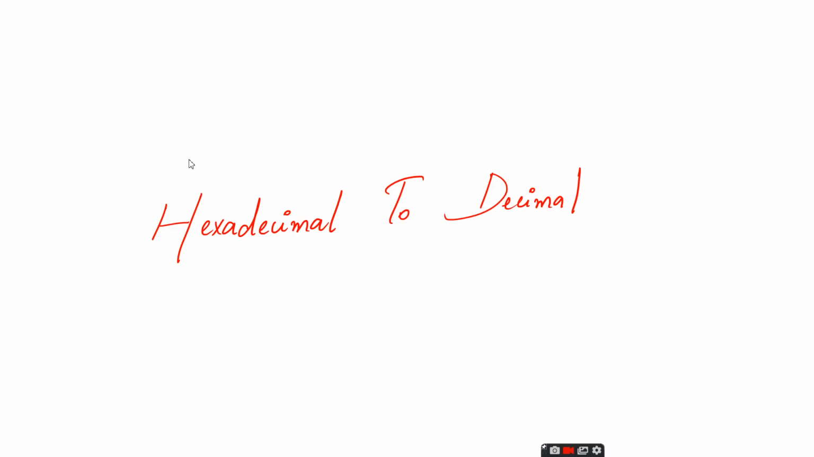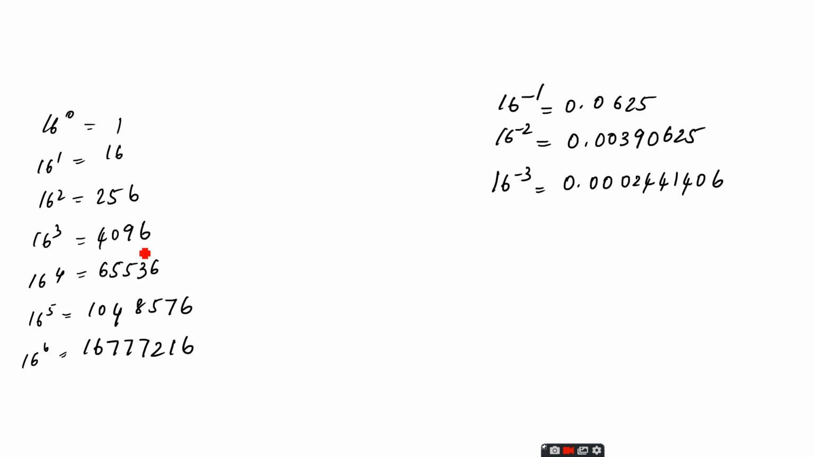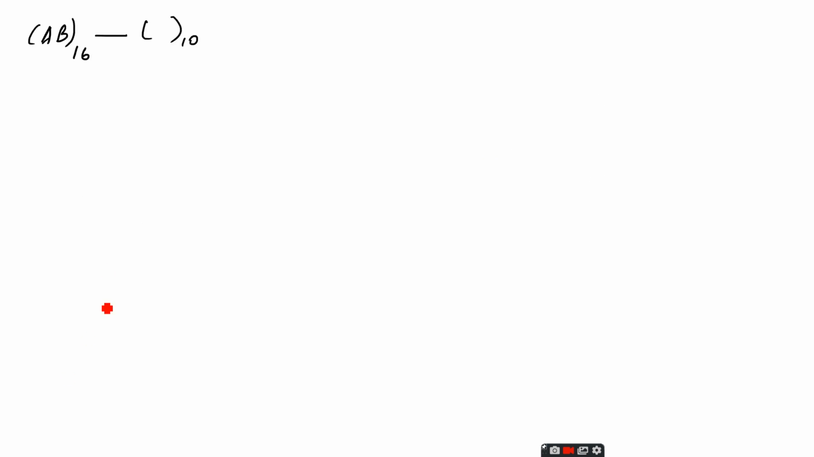Now we can learn how to convert hexadecimal number to decimal, that is from base 16 to base 10. For that, we have to keep these values in our mind, then it will be easy for you to solve the questions. So the first question is AB, that is a hexadecimal number, and we have to convert it into decimal.